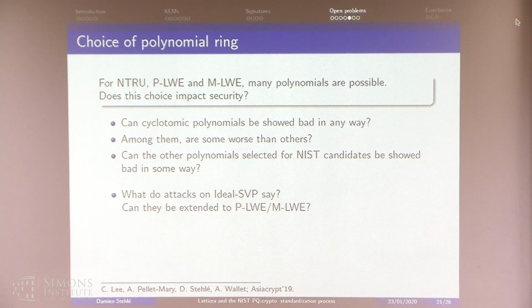And in many cases, this translates in terms of ideal SVP attacks. But what do these attacks on ideal SVP actually say? Because none of these attacks is known to extend to PLWE or module LWE. It's attacking a problem which has been shown no easier than PLWE and MLWE, but maybe these attacks are only showing that ideal SVP is not the right assumption to start with. And why, and how do they help choosing the polynomial. So I think it's an interesting area.